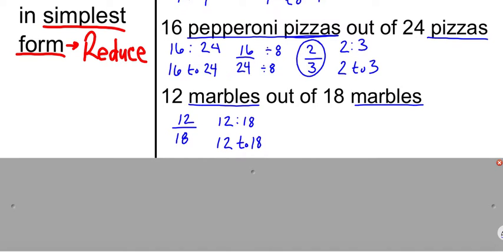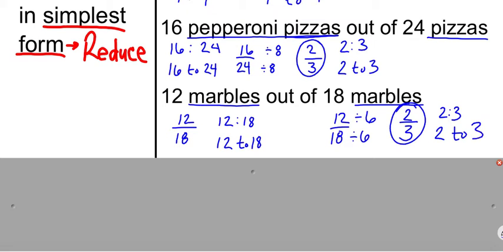However, just like the last problem, I need to make sure that it is simplified. And I know that at least 6 goes into both of these. And 6 goes into 12 2 times, and 6 goes into 18 3 times. So I'm going to have 2/3, 2 colon 3, 2 to 3.